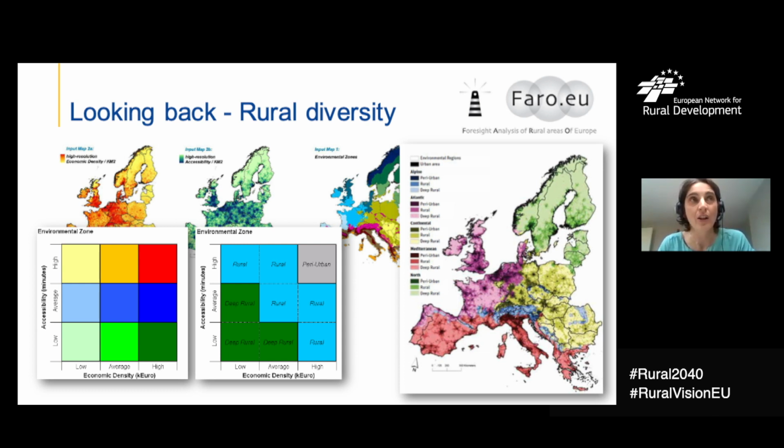We have economic density, accessibility, and environmental zones. They combined the first 2 into nine classes, and then 3 different types of rural areas: deep rural, rural, and peri-urban. That relates to the typology that OECD has mentioned too, but maybe from a different perspective. Then they combined these with the 5 clusters of environmental zones, and that led to this typology of 15 different types of rural areas. So the story is not going to be the same for every one of these different colors on the map.